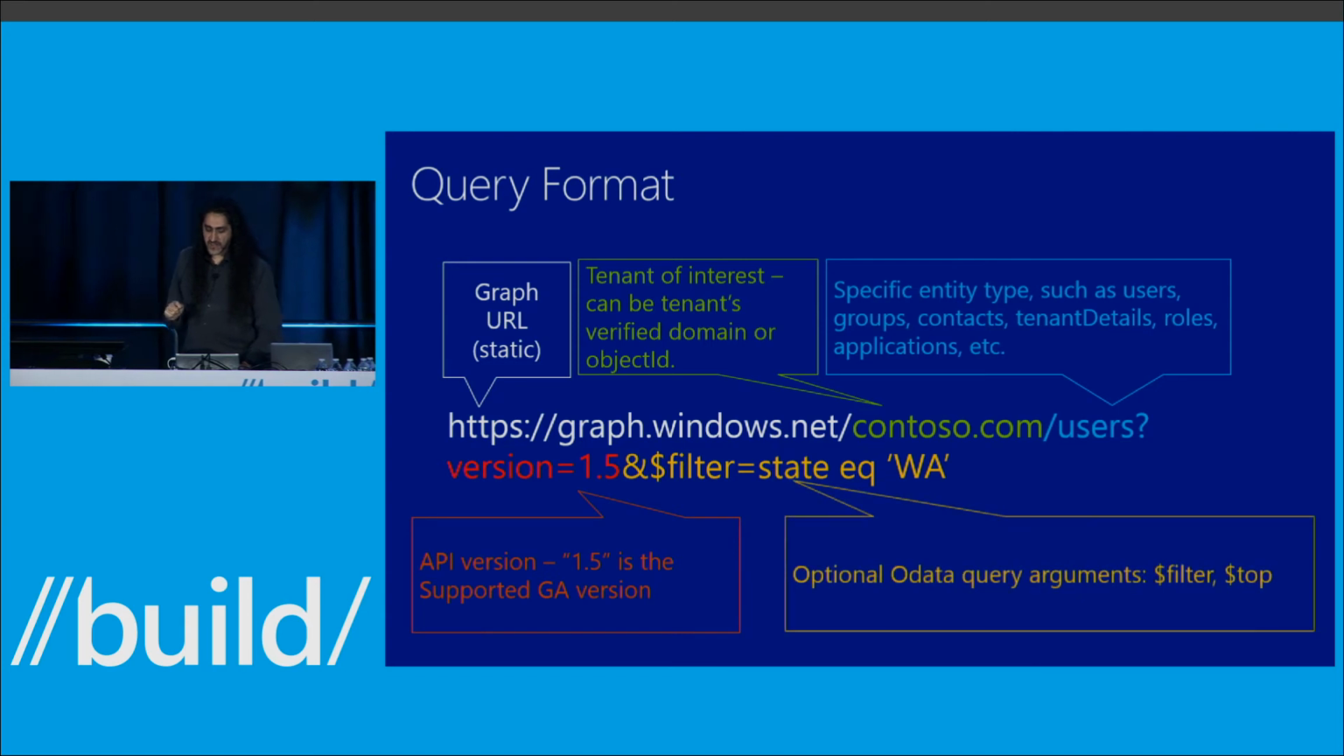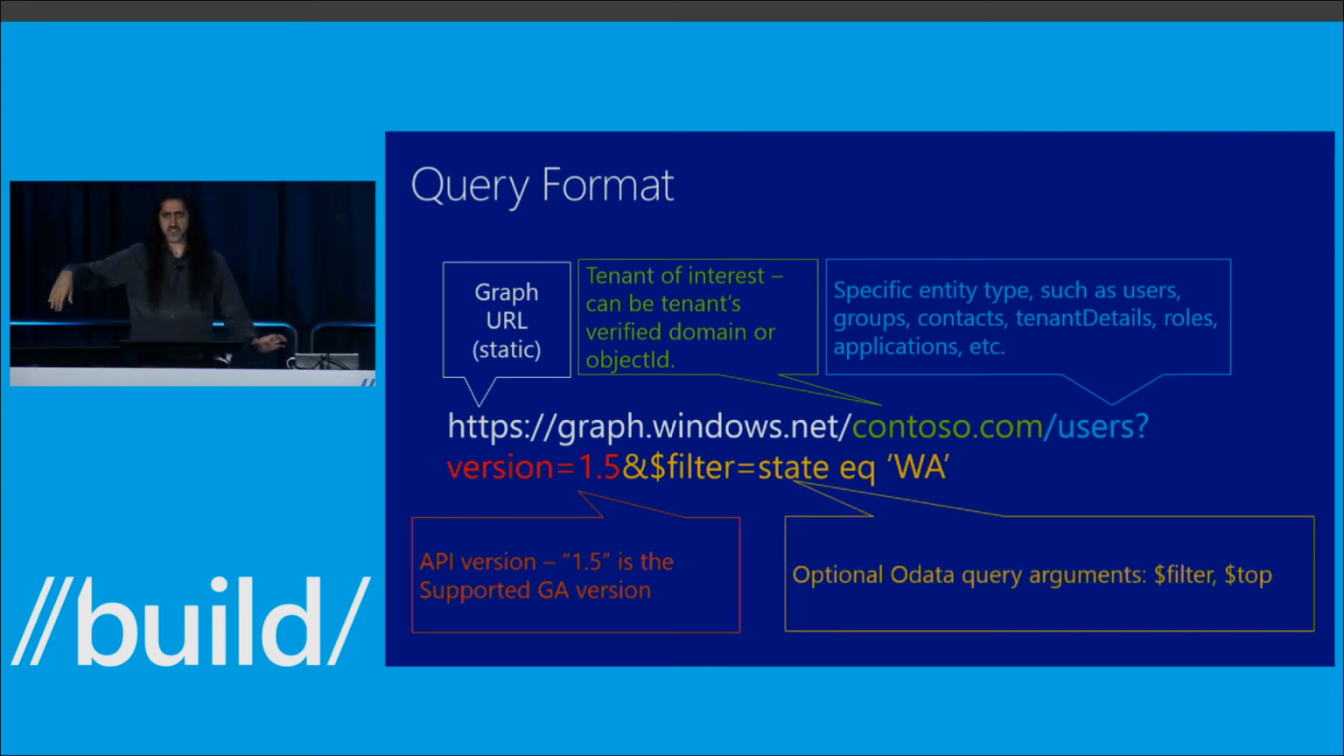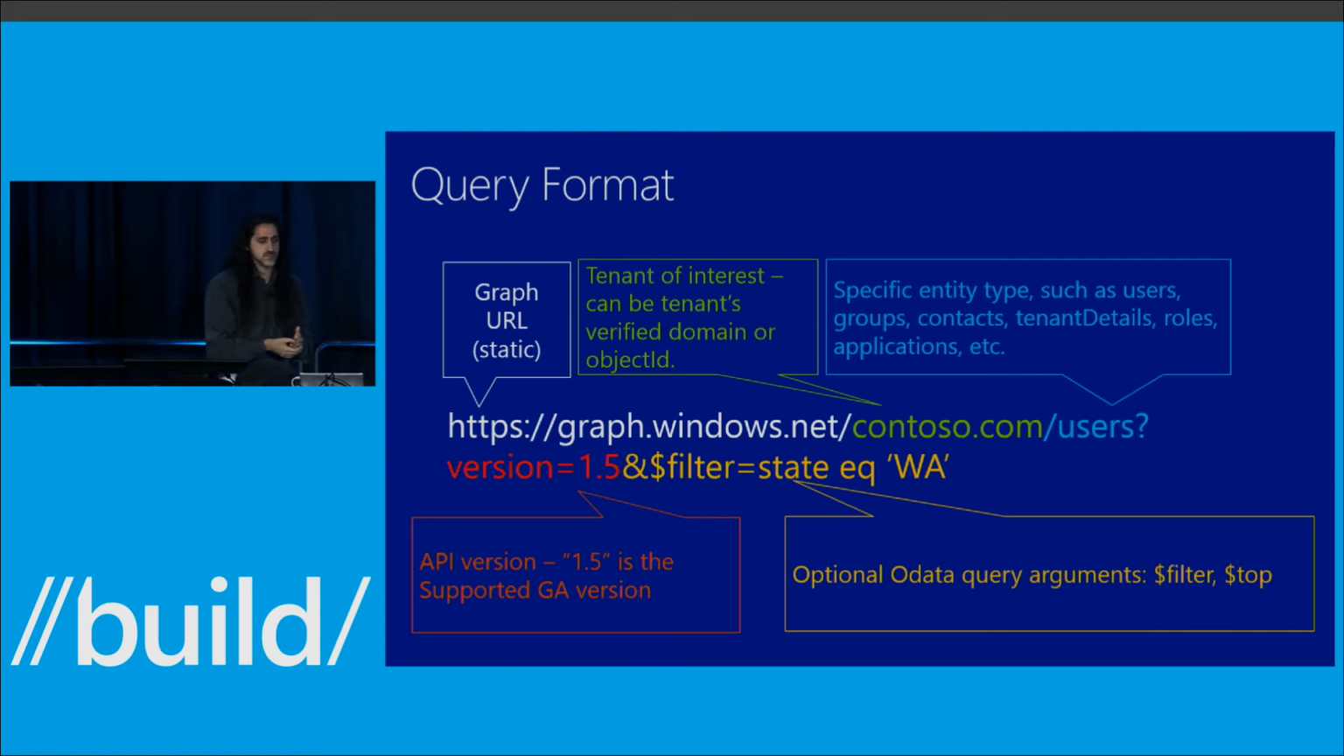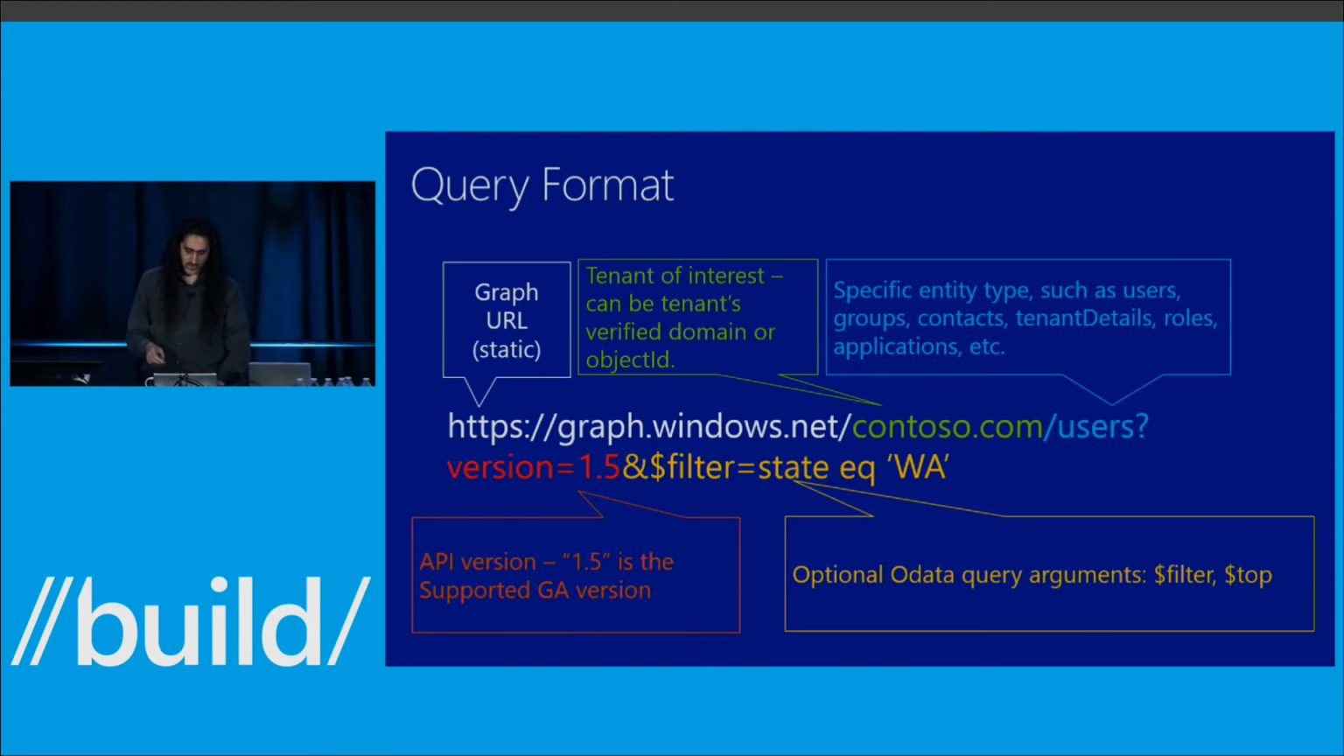And then finally, there is the OData part. If there are things that you want to filter on, like reducing the number of elements that come back, or zeroing in on one specific area that you want to access, then that's what you use.